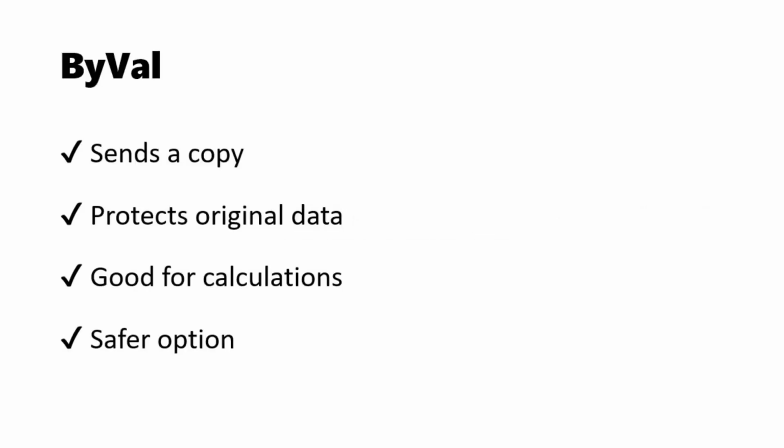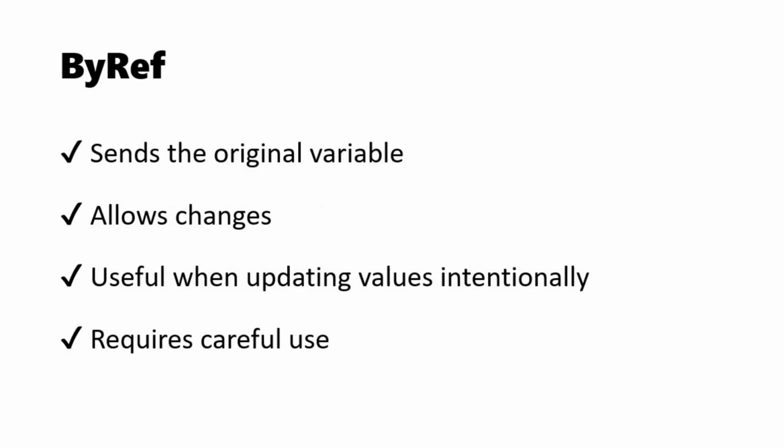Let's look at this. ByVal is used to send a copy, protect original data. It is good for calculations and a safer option to use. ByRef, on the other hand, sends the original variable, allows changes to take place, is useful when updating values intentionally, and requires careful use.